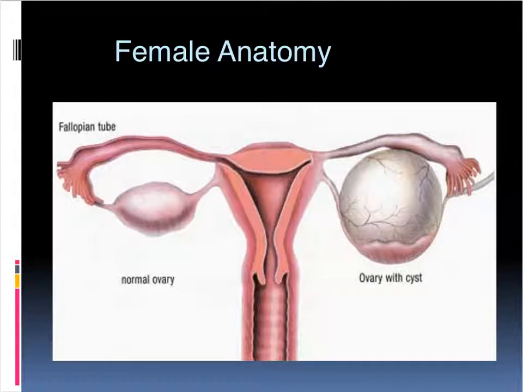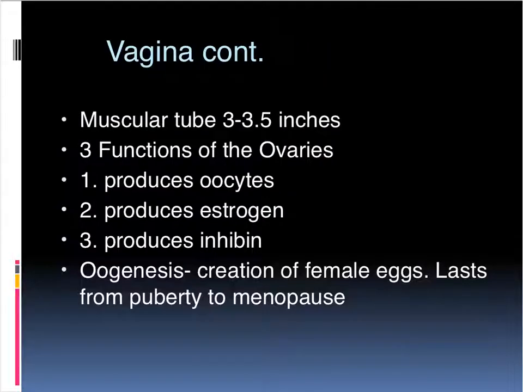Again, here we have the female anatomy pictured. We have the normal ovary, the fallopian tube, the uterus, and the vagina. And then we have the ovary on the right with the cyst. The vagina is a muscular tube. It's about 3 to 3.5 inches.